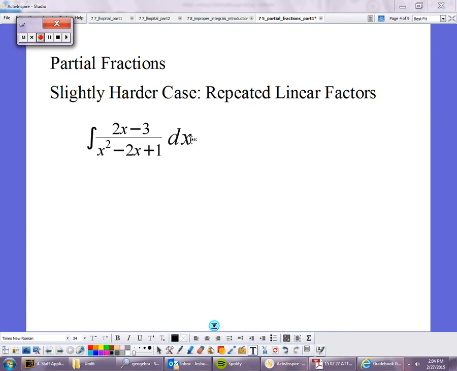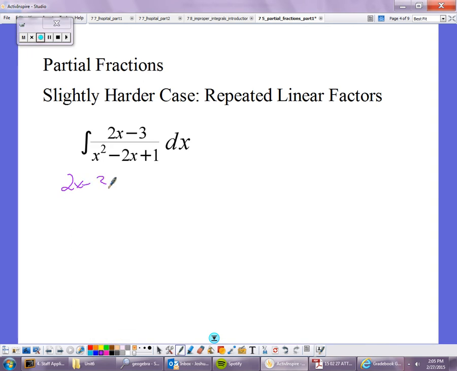Alright, so this is my second video on partial fractions, the integration technique called partial fractions. In this video I'm going to show you a couple of harder cases than the one that we looked at in the first video. First one I want to look at is a case where we have repeated linear factors. So if I look at this fraction right here, I've got 2x minus 3 over x squared minus 2x plus 1.